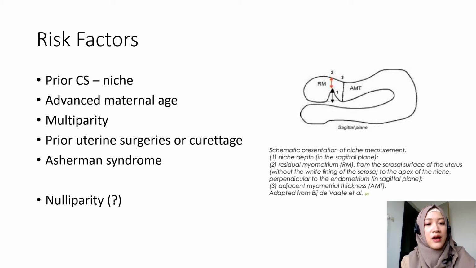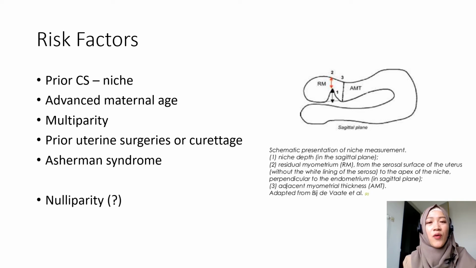Asherman syndrome is also a risk factor. This is the condition when the uterus has many adhesions because of prior curettage. So just like any other uterine manipulation, surgery, curettage, entering, opening, all of them will lead to scarring and adhesion. So it will be a risk for placenta accreta.